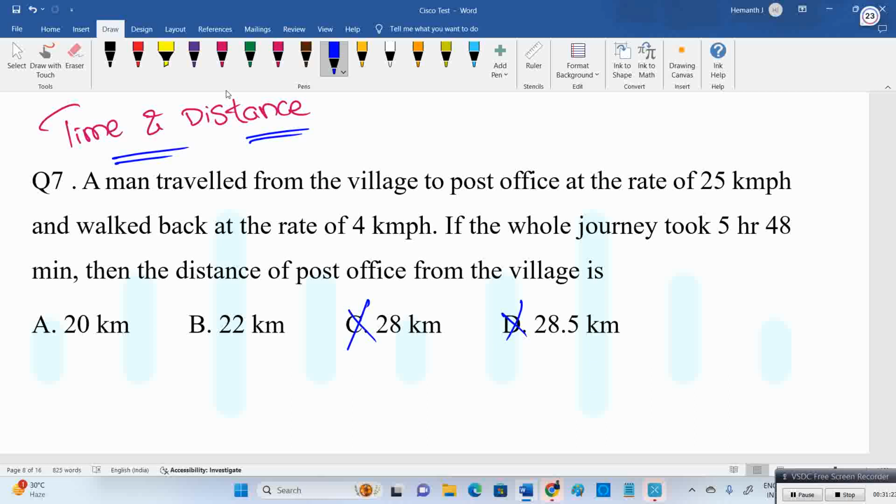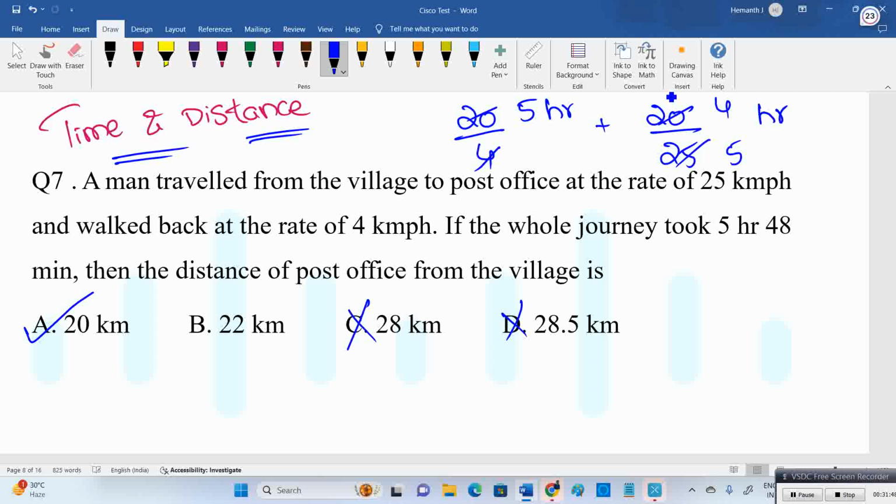If you go with 20, there it is 5 hours. 20 divided by 25 is 4 by 5, yeah. You can do option verification like this. I'll give the original method as well. So I'm going with 20 kilometers, at 4 km per hour means 5 hours. Next, same 20 kilometers at 25 km per hour is 4 by 5th of an hour. You have to convert that into minutes. 1 hour is 60 minutes, so 4 by 5th of the hour is 4 into 12, 48 minutes exactly.